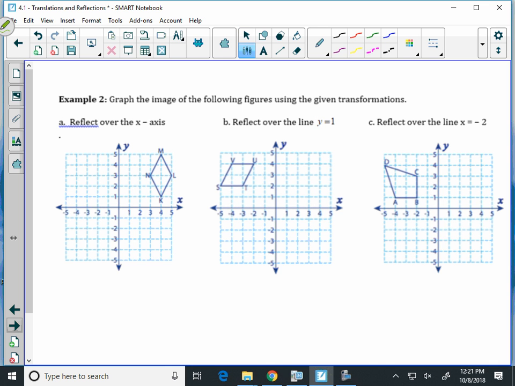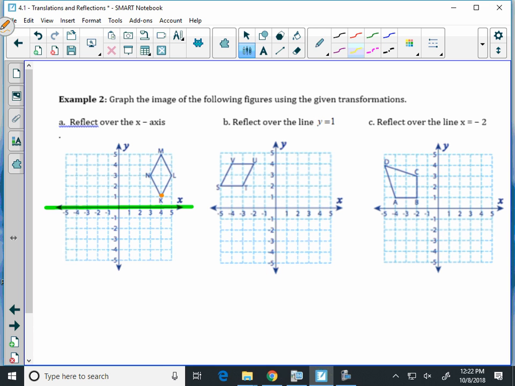Okay, we're graphing the image of the following figures. We're just doing these reflections. First one is we want to reflect it over the x-axis. So what I find helpful, I'm going to highlight the x-axis. And we said the preimage, the starting figure, and the image, or answer, is the same exact distance from that line. So all you have to do is pick one of the points. We'll start with K. And count how far it is away from that line. How far is K away from our line of reflection?